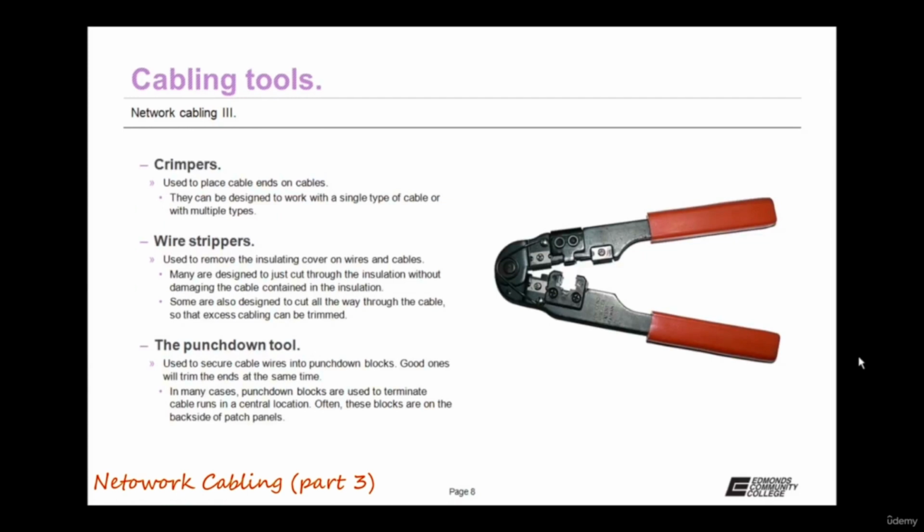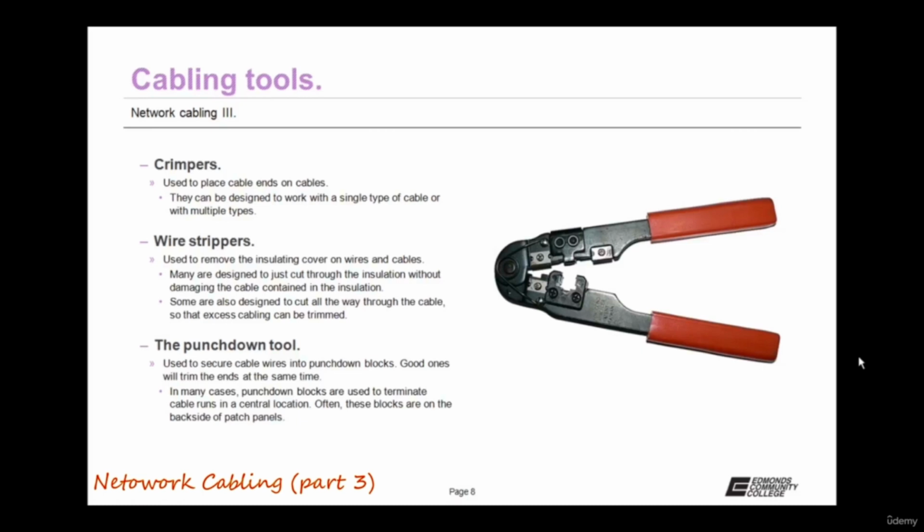Crimpers are used to place cable ends on cables. They can be designed to work with a single type of cable, as in twisted pair, or with multiple types of cable. I've seen some crimpers that have been able to work with RJ11s, RJ45s, and with a coaxial F connector. Next up are wire strippers.